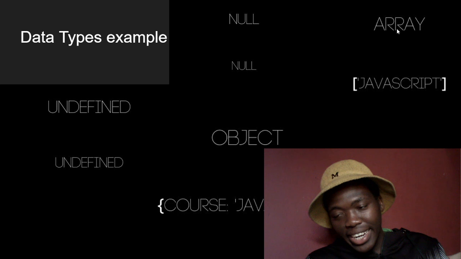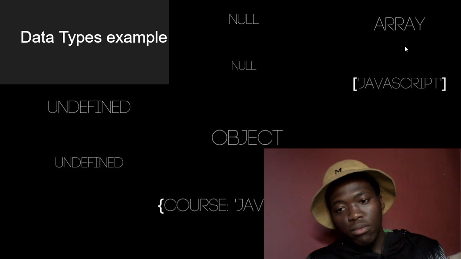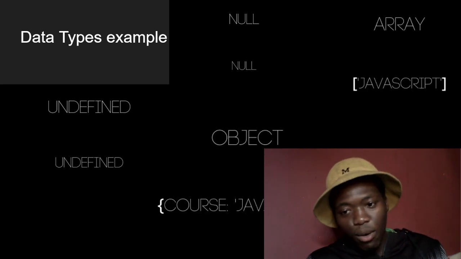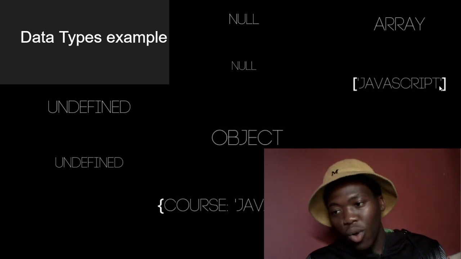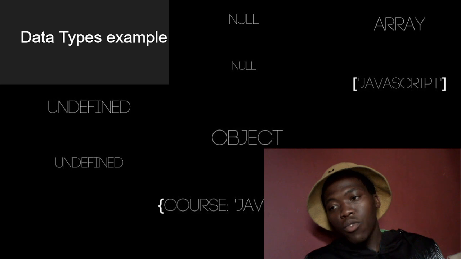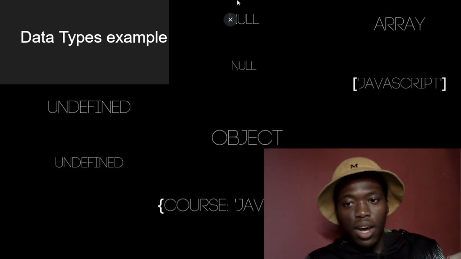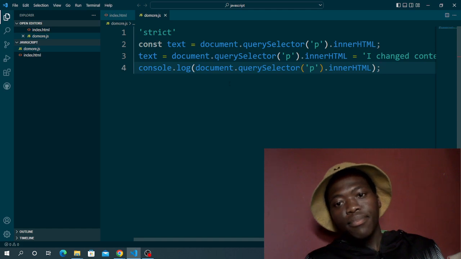And then an array again. An array stores a collection of data. So it stores all the undefined, null, object, string, number. You can store all of that in here because you store a collection, right? So yeah, let's jump straight to the code.